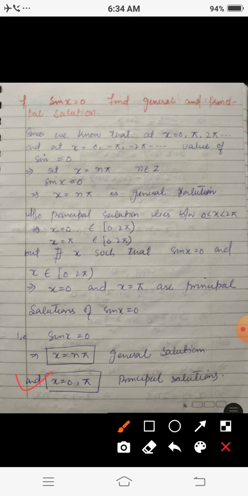So inshallah, in tomorrow's lecture we will discuss cos x. When cos x equals cos y, we will discuss this very equation. So thank you.